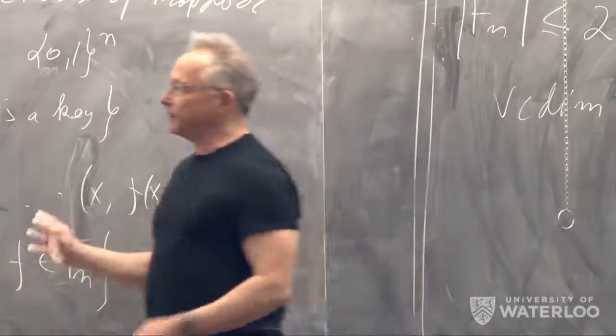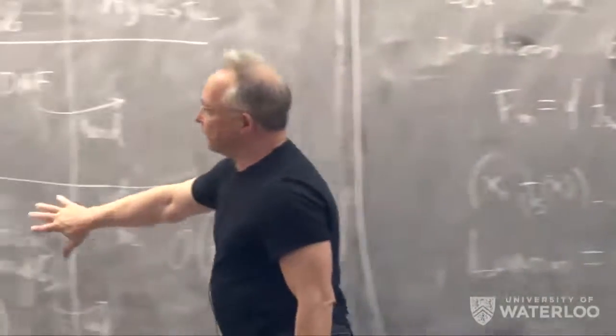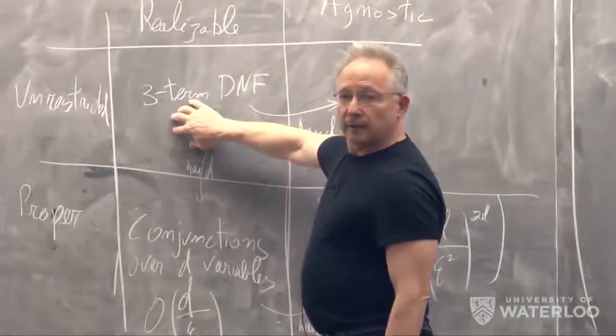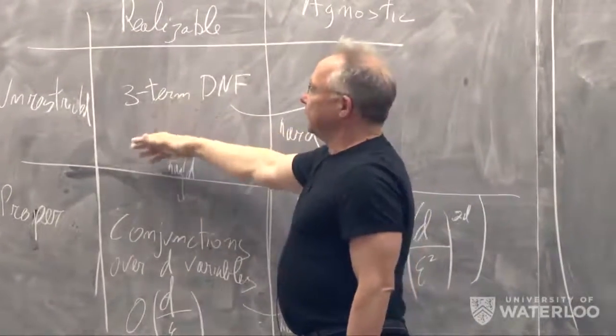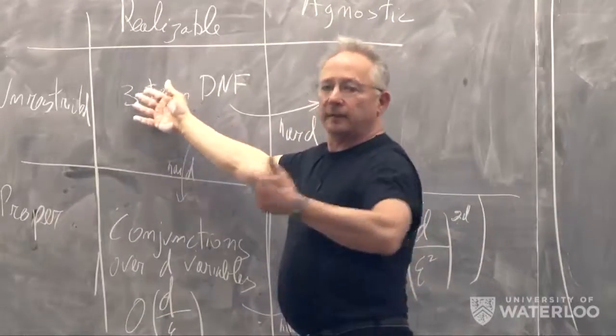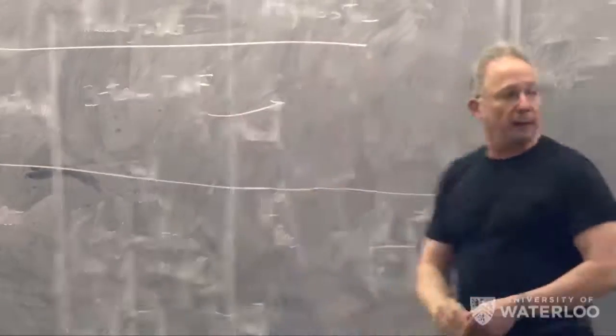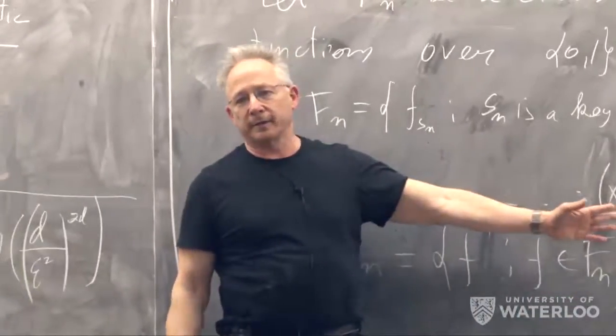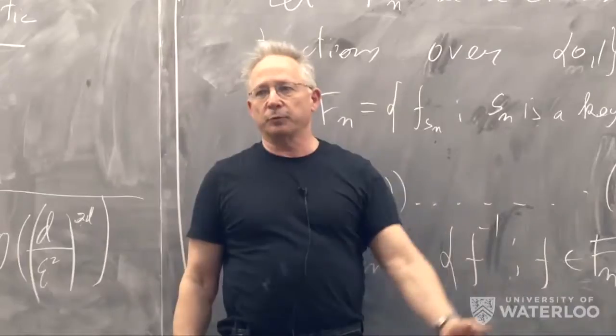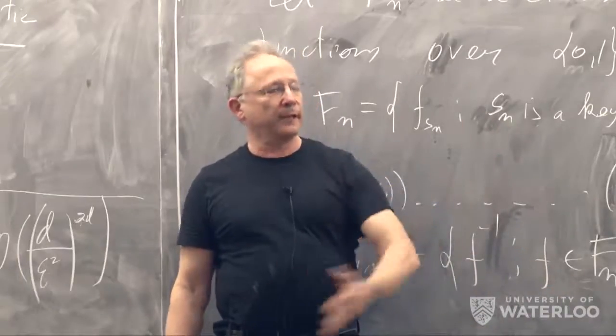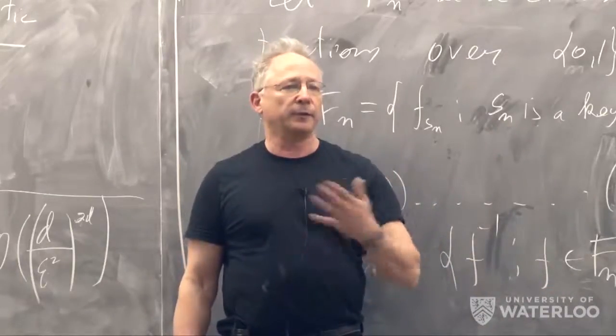And all the hardness results for the unrestricted case, I mean, this is the easier case to learn, so it's harder to show it's hard. All the hardness results for the unrestricted case are based on cryptographic assumptions. Assuming we have cryptography, then we can show that certain classes are hard even in the unrestricted case of learning.